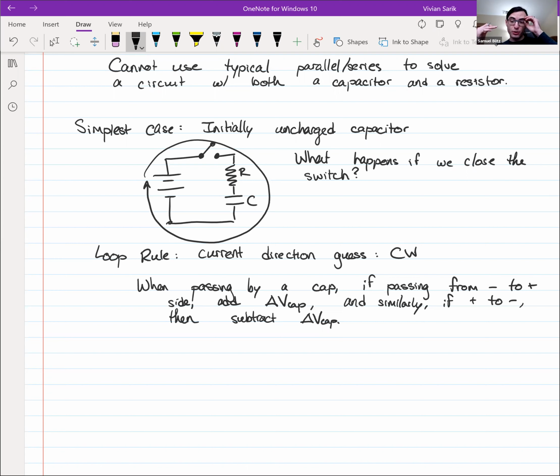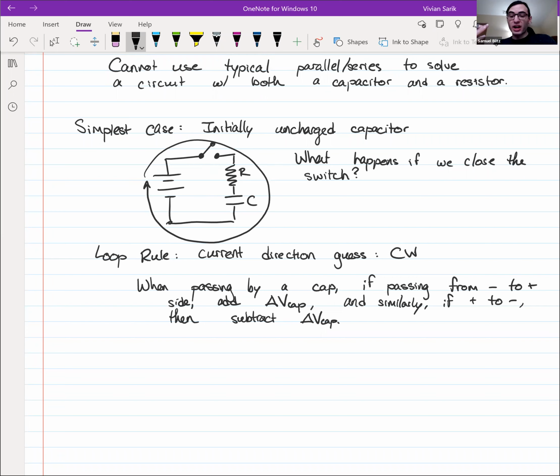By the way, delta V cap is typically defined to be positive, so it's the absolute value of the difference. And similarly, if you are going from the positive to the negative side of the capacitor, the voltage on the positive side is higher. So as you go from positive to negative, your potential difference decreases, so you would subtract this potential difference.